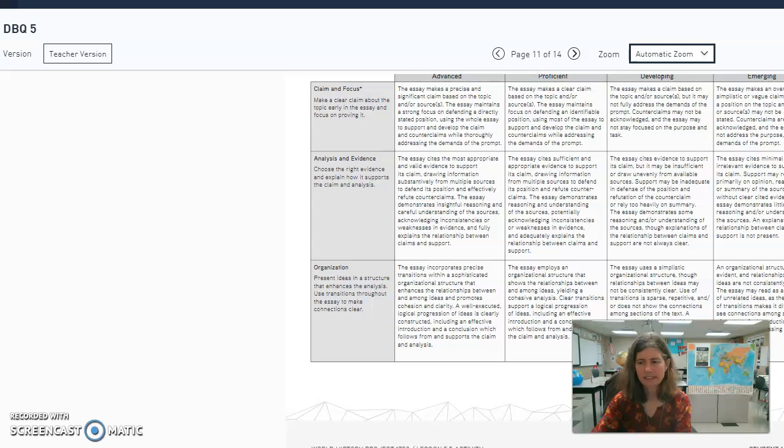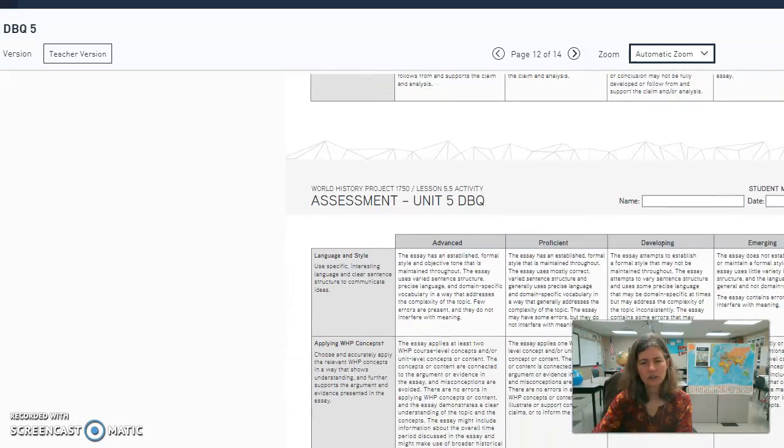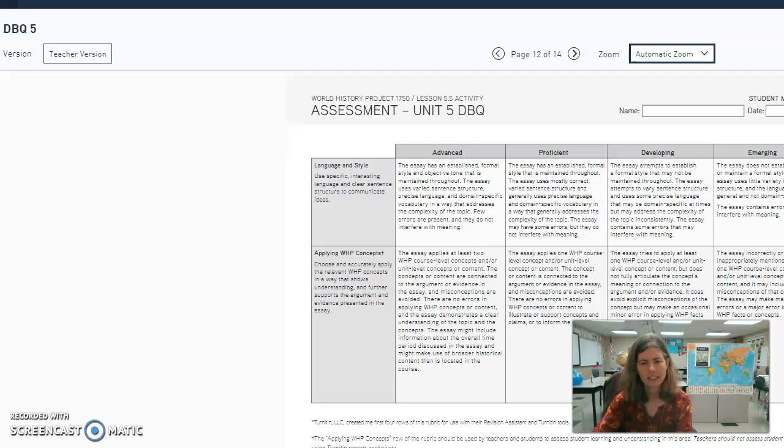Organization: if you're at a level 2, you want to get to a level 3 by using transitional phrases. I can help you with that. Of course, for any of these levels, if you find yourself stuck at a level 2 and you want to get up to a level 3, just come into my Google Meet. That's what I'm here for.